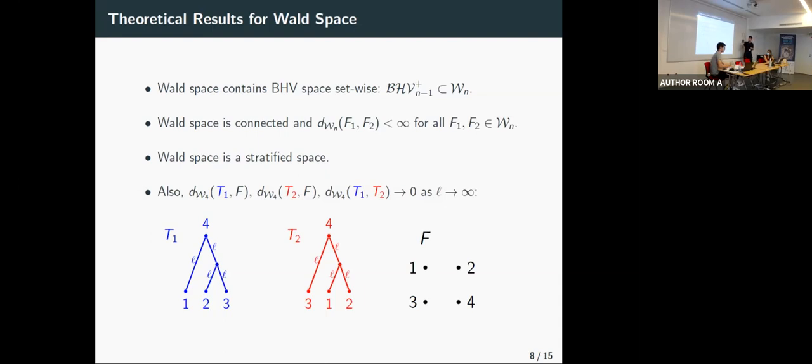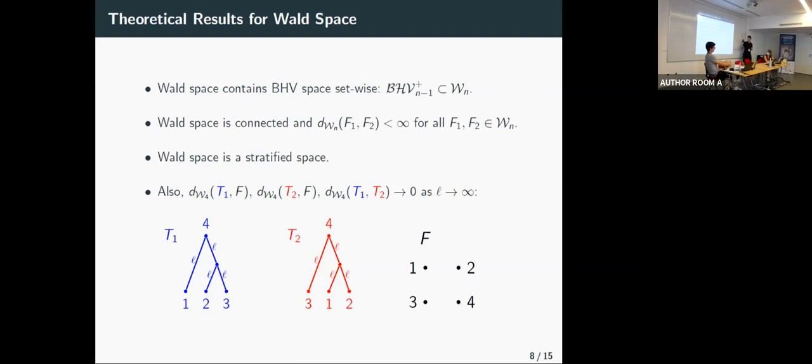And now also furthermore, Wald space is connected, even though we let some edges go to infinity, that's all fine. And the distance between each two forests you can pick out of Wald space is actually finite with this infinitesimally induced metric. Also, Wald space is a stratified space. That means it's a union of manifolds glued together in a certain way.